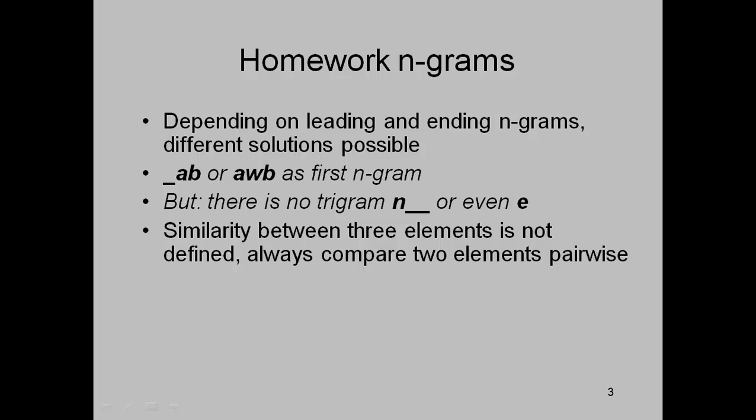But of course, there is no trigram or bigram that has only one character. That's undefined. Two blanks or something like that doesn't exist. And also, there is no definition for a similarity among three objects. It can only be pairwise similarity, something that we also dealt with frequently. Okay, other questions on the Ngram homework?